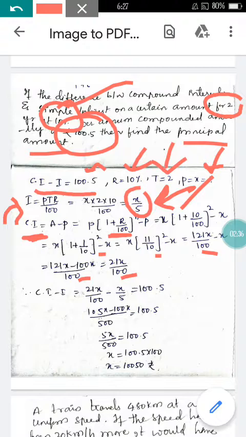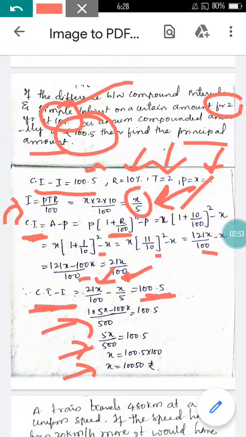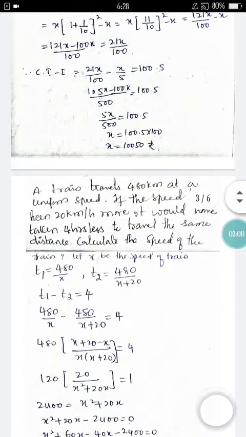And just put these values in the given condition. They have given that difference between the compound interest and the simple interest. So just take the difference and just equate to the given value. Then try to simplify it. Then you are going to get the final answer as over here, right? So this is how you need to simplify this question. Now come to the next question here.